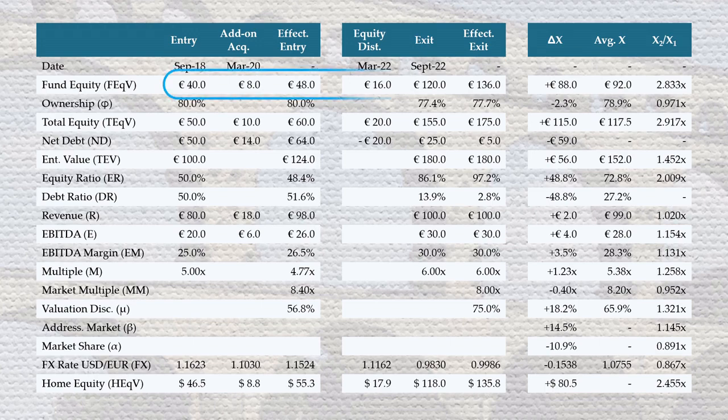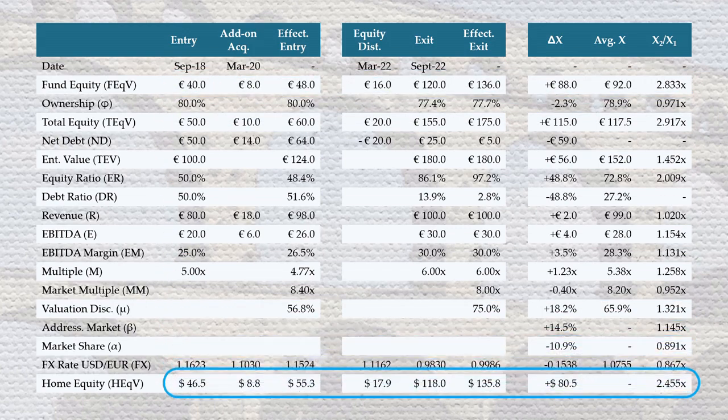In the fund's currency, euro, the investment returns 136 on 48, or 2.833 times invested capital. However, in the LP's currency, USD, the investment only returns 135.8 on 55.3, or 2.455 times invested capital. Converting all the value drivers from euro to USD will quantify this, and the key is this average holding period foreign exchange rate of 1.0755 USD per euro, which we get from these two numbers on the left.